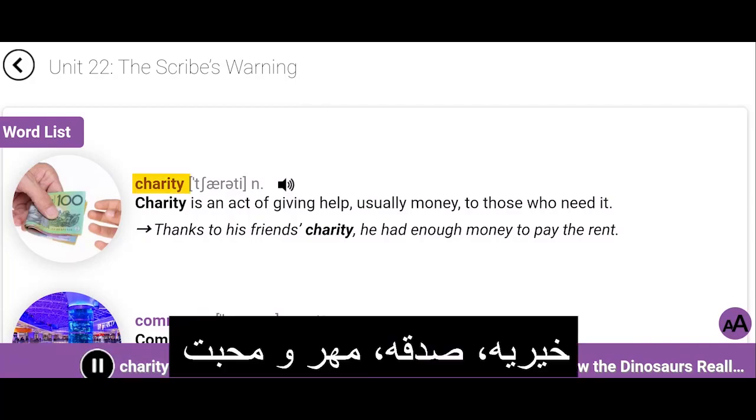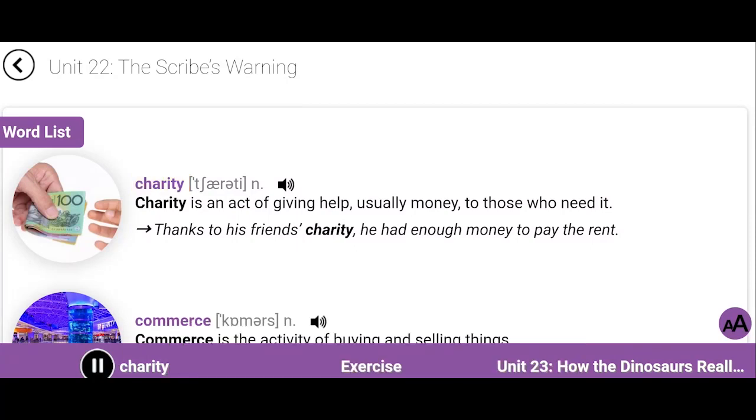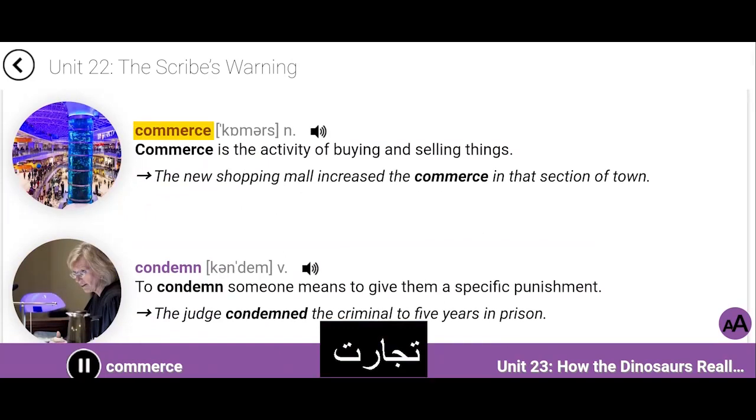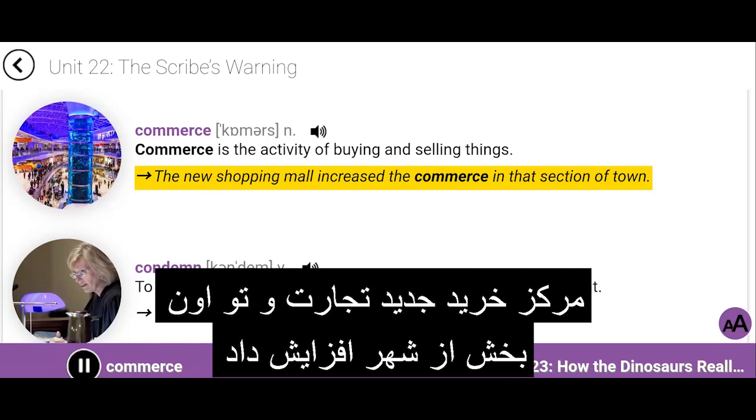Charity. Charity is an act of giving help, usually money, to those who need it. Thanks to his friend's charity, he had enough money to pay the rent. Commerce. Commerce is the activity of buying and selling things. The new shopping mall increased the commerce in that section of town.